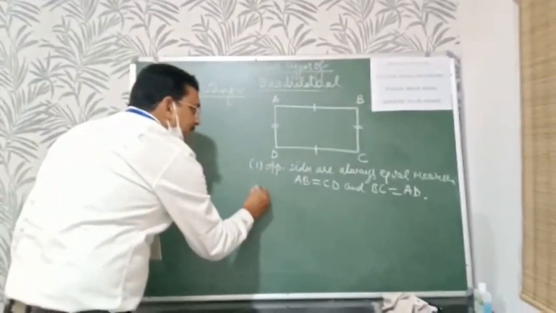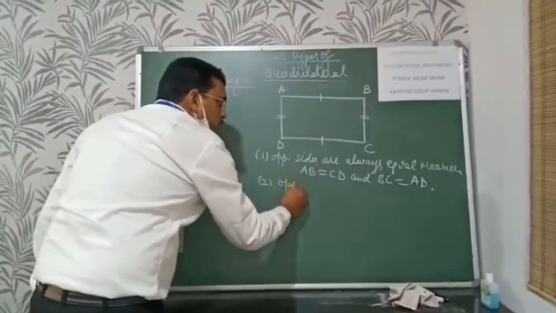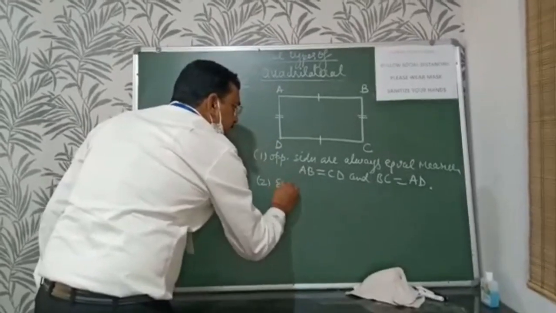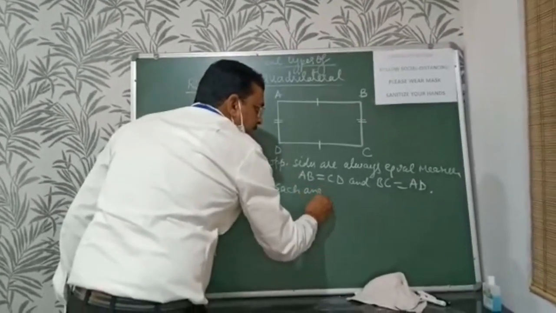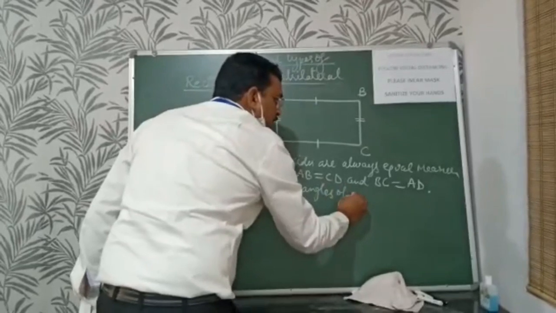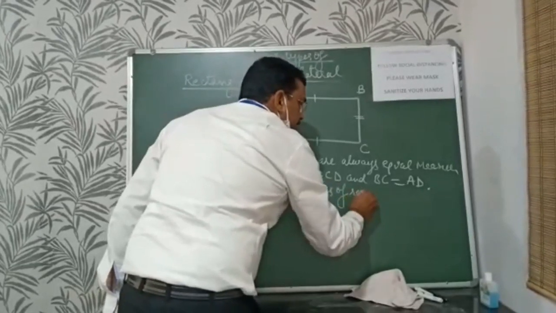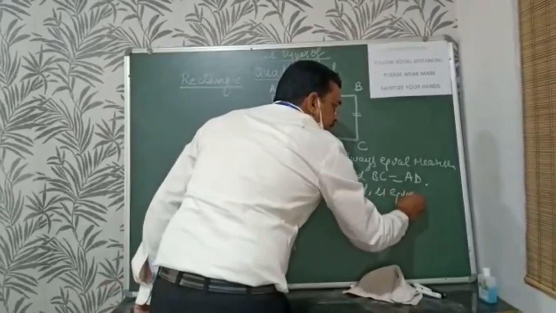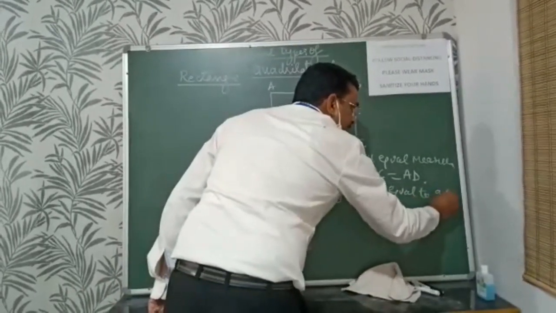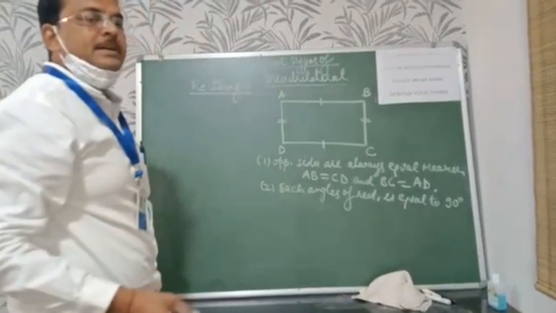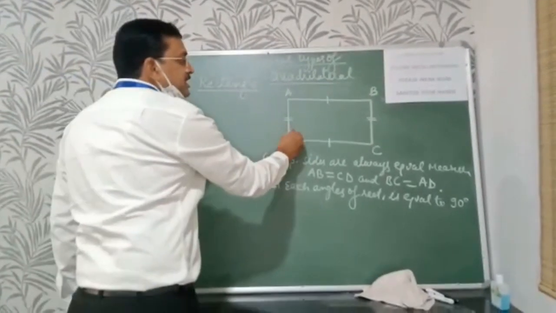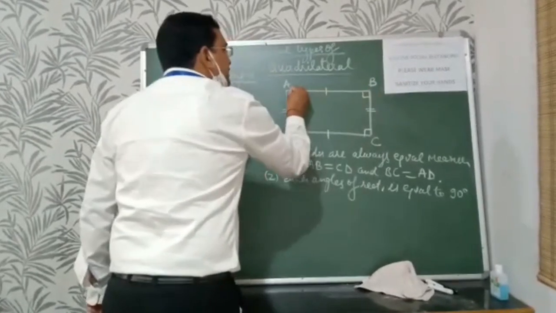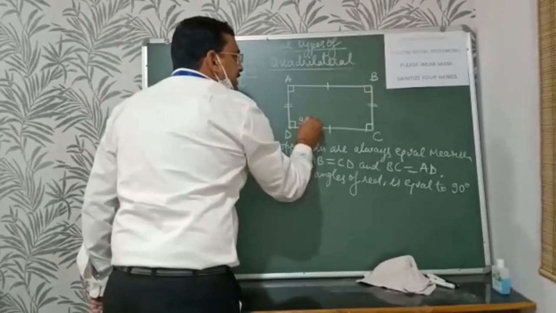Now the second property: each angle of a rectangle is equal to 90 degrees. It means each angle measures 90 degrees. All interior angles measure 90 degrees each.